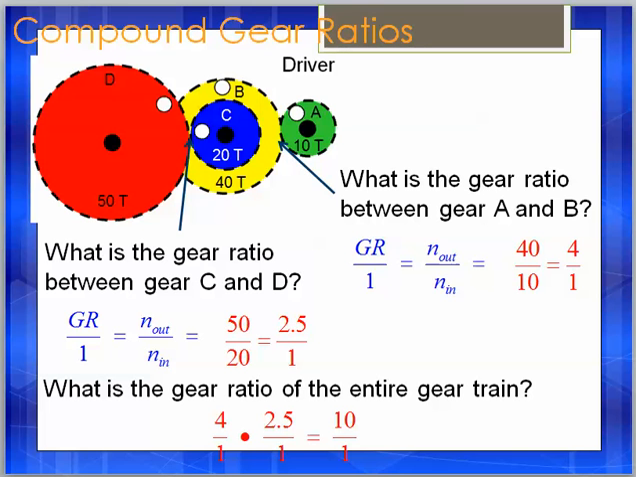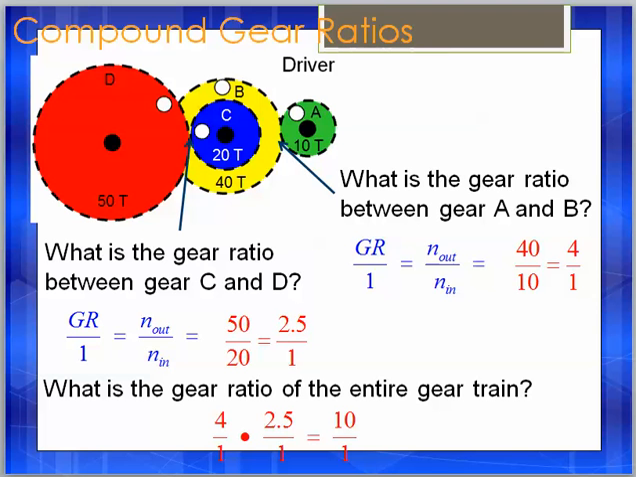Compound gear ratios. Well, what we do is, again, what is the gear ratio between gear A and B? Well, A is my drive gear. B is the one being driven. So 10 in, 4 out gives me a gear ratio of 4:1. On the next one, 20 now, because it's connected to B, becomes my drive gear. So 20 is the in, 50 is the out, we get 2.5:1.